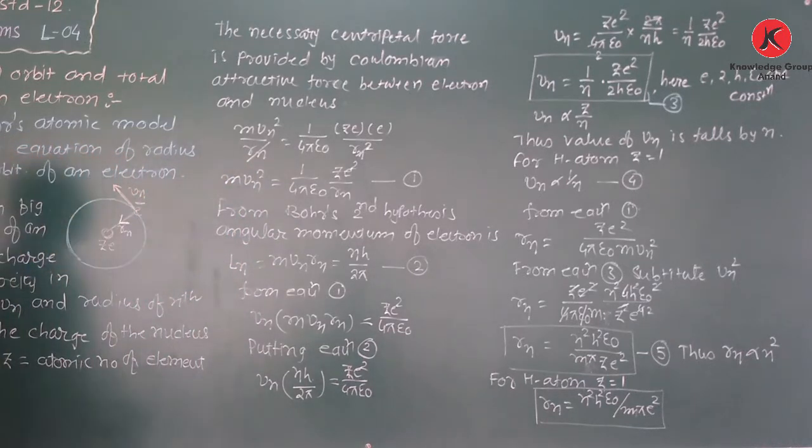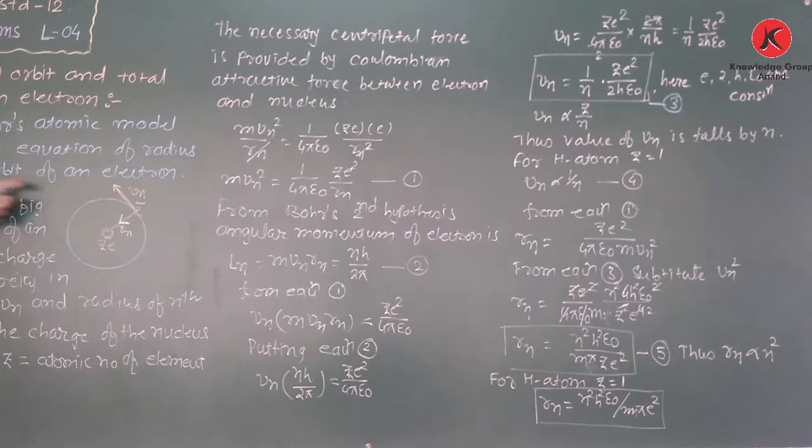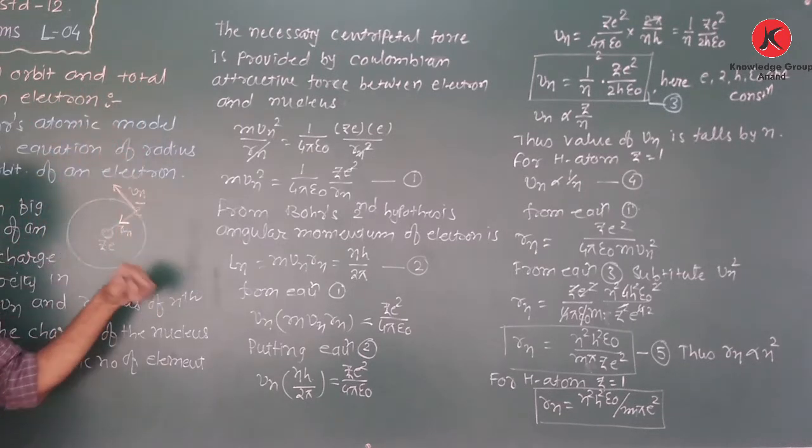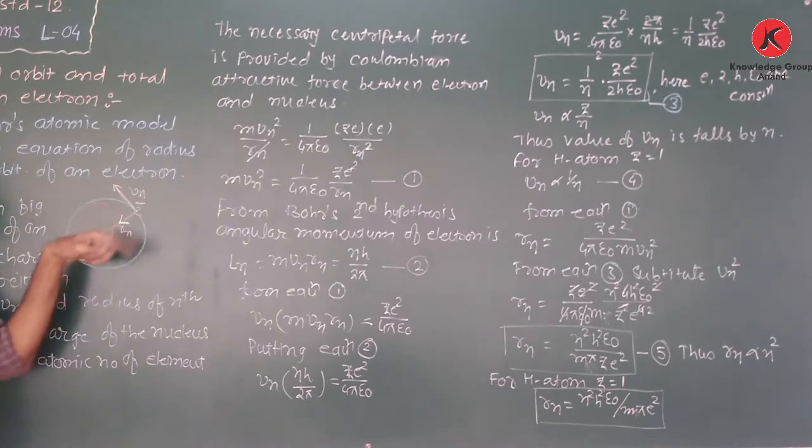Okay. Again, because that's the most important question frequently asked: obtain the equation of radius of nth orbit and also the total energy of an electron in nth orbit. Now, our question is, using Bohr's atomic model, obtain the equation of radius of the nth orbit of an electron. For that purpose, it's shown in the figure. Suppose the mass of an electron is m, charge is e, and linear velocity in nth orbit is Vn. And radius of the nth orbit is Rn, and charge of the nucleus is Ze, where Z is the atomic number of the element.